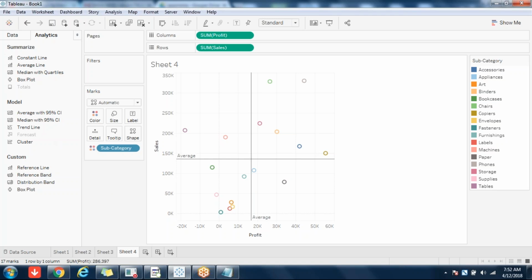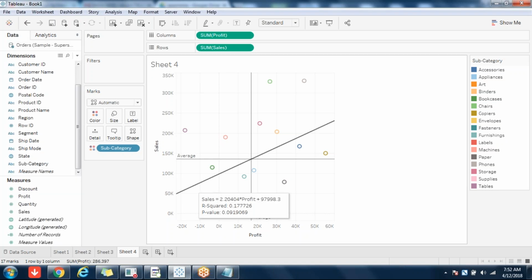Can you get a trend line? Yes, we can get a trend line, but it doesn't make any sense. Why? If you see here, what is this trend line saying? With respect to this axis, the numbers are going from 0k to 350k, and with respect to this axis also, the numbers are going from negative to positive. It is just showing this line according to those axes.